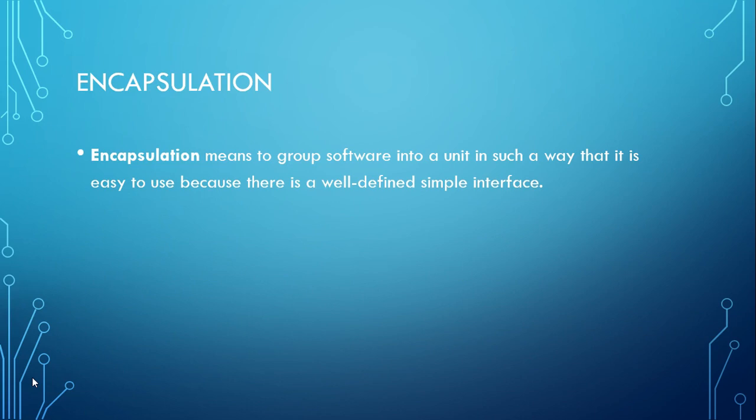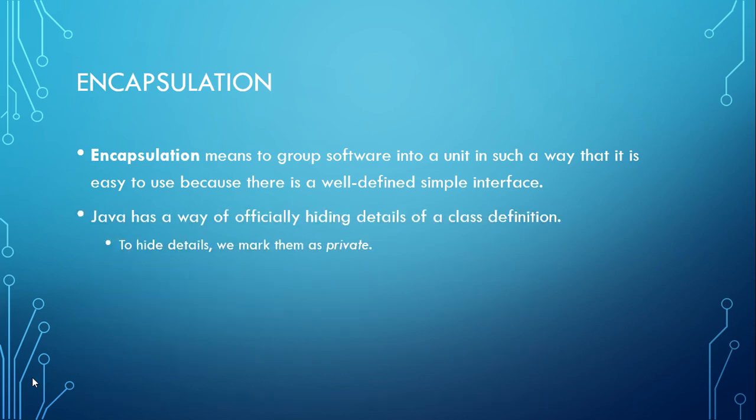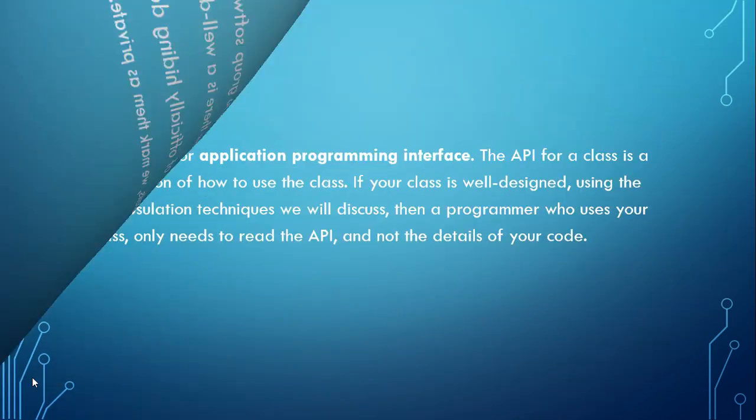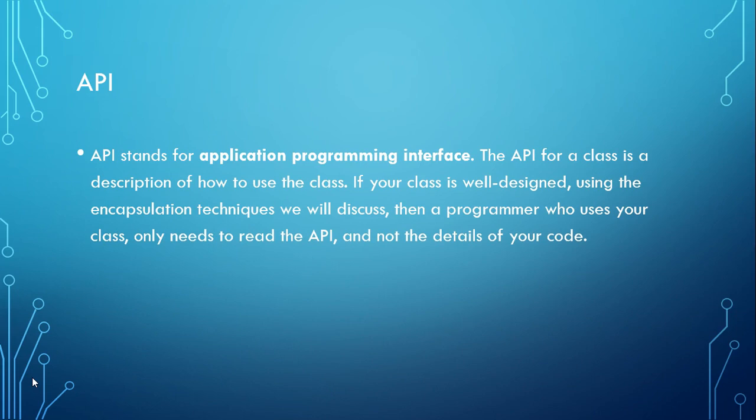So, encapsulation is our next thing. Now, encapsulation means to group software into a unit in such a way that it is easy to use because there's a well-defined, simple interface. Now, Java is nice that it has a way of officially hiding details of a class definition. And the way that we do this in Java to hide those details is we simply mark them as private. And we've seen private before, we've also seen its counterpart public, and we're going to talk about those.